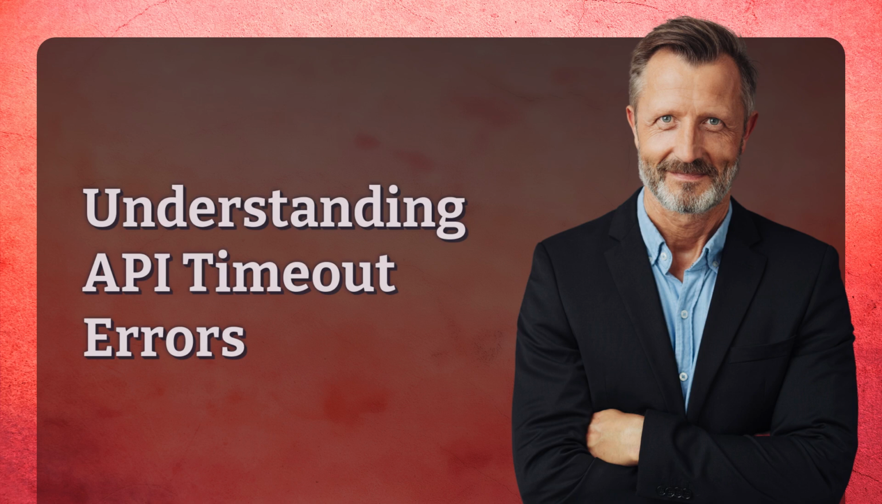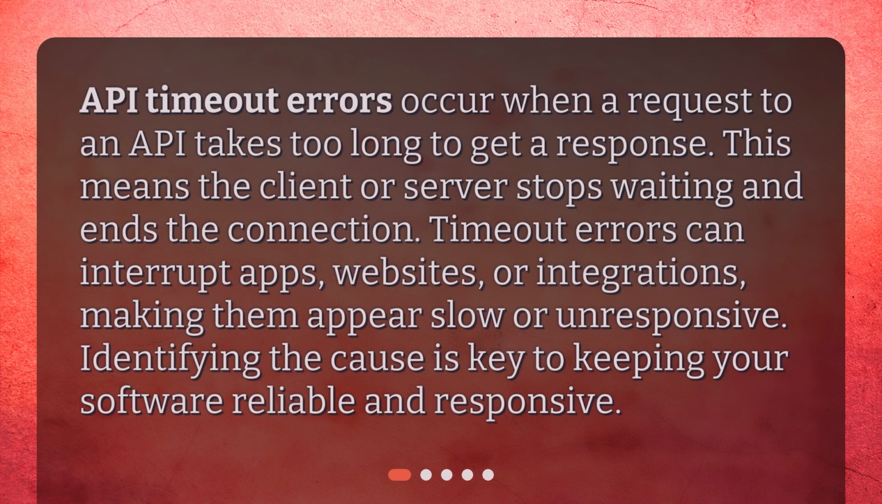Understanding API timeout errors. API timeout errors occur when a request to an API takes too long to get a response. This means the client or server stops waiting and ends the connection. Timeout errors can interrupt apps, websites, or integrations, making them appear slow or unresponsive. Identifying the cause is key to keeping your software reliable and responsive.